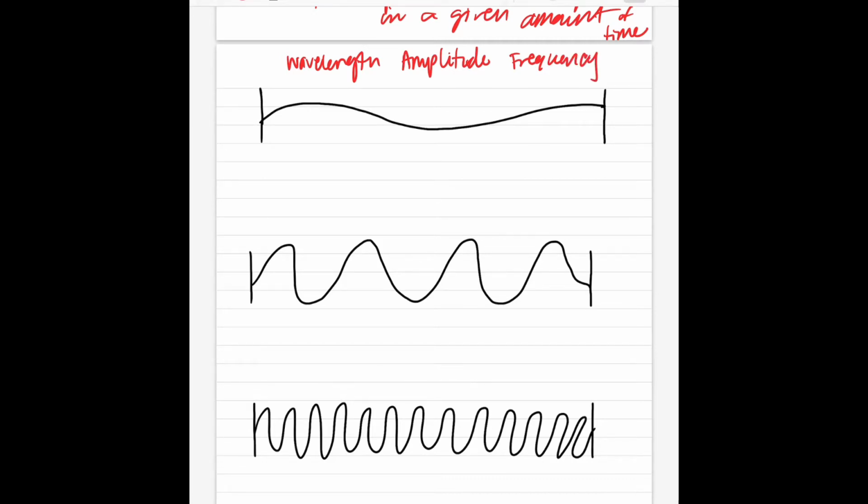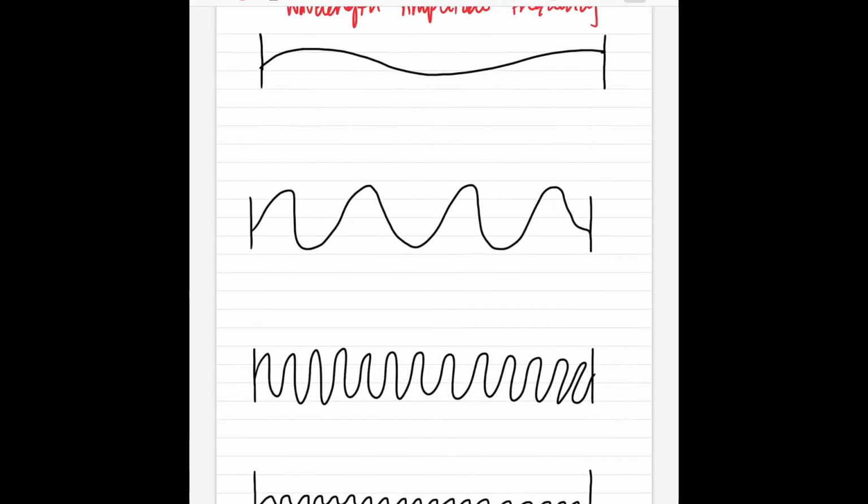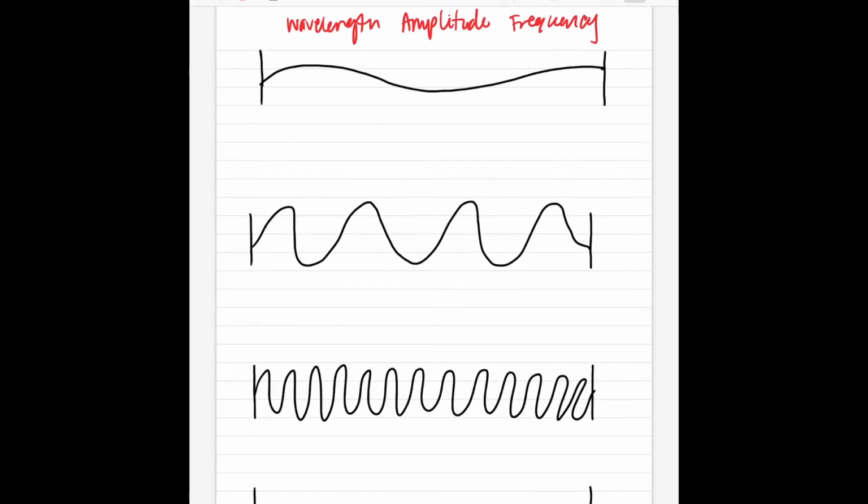Okay, so let's look at this first one. All 4 of these waves have the same time period. That's the reason why they're all the same length. So you can see how things are very different in all 4 of these waves. Let's talk about wavelength. In the same time period, this has a very low wavelength.